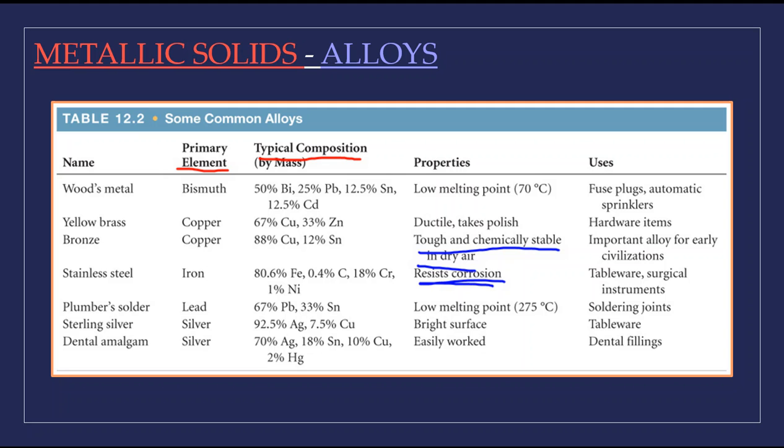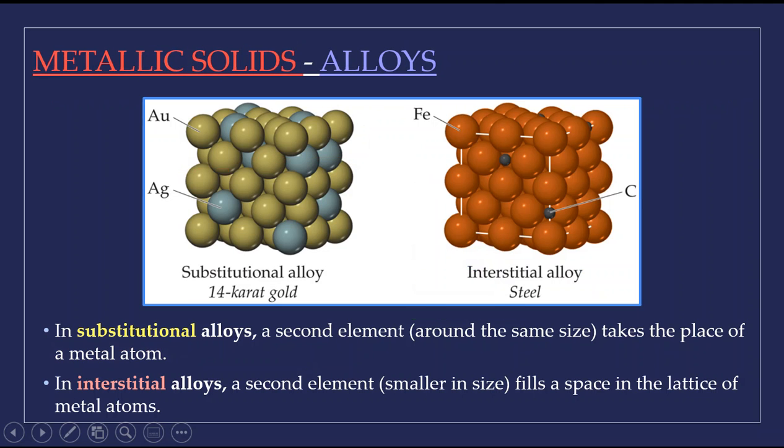Same thing with stainless steel here, whereas the plumber solder has a low melting point, so that one's not, I would say, particularly tough. Dental amalgam, some of them have silver and mercury in them, and they put them into the teeth to fill in the teeth, and then they harden. So a bunch of different things up here showing some examples of common alloys and their purposes and their percentages of each particular element in there.